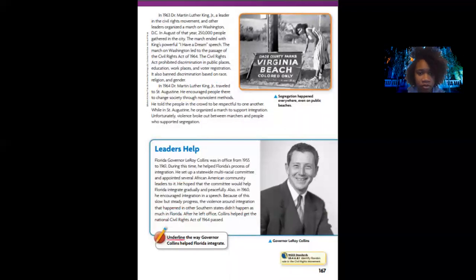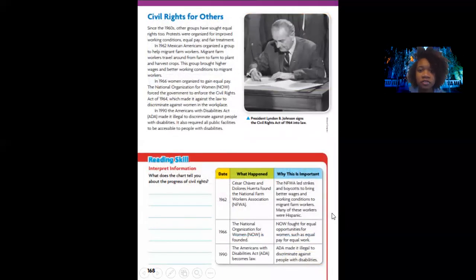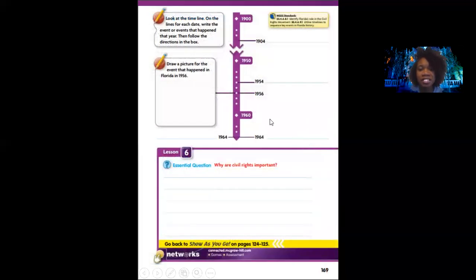Leaders help. So they're showing you an old Florida governor, Leroy Collins, and how he helped, and then civil rights for others. And we have read about President Lyndon B. Johnson from our Storyworks. And then you have another text feature down here where it gives you dates, what happened, and why this is important. And then there's a timeline here.